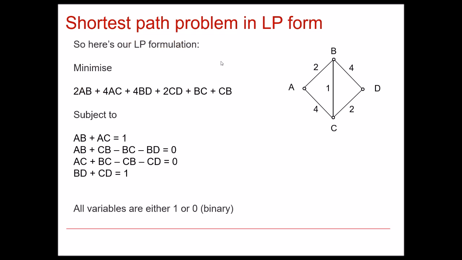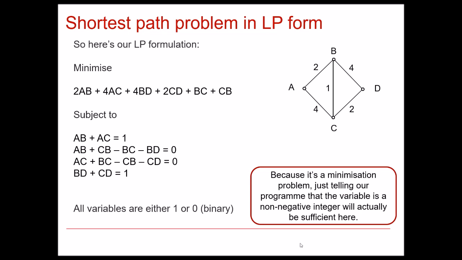So to summarize all that, we have our objective function, which is based on the weights of these arcs multiplied by the binary variables. That will give us the weight of any path. And then these are the constraints, which basically ensure that what we have is actually a single path from A to D. And remember that these variables are quite restricted in the values they can take. They must take values of either 1 or 0, so they're binary variables.